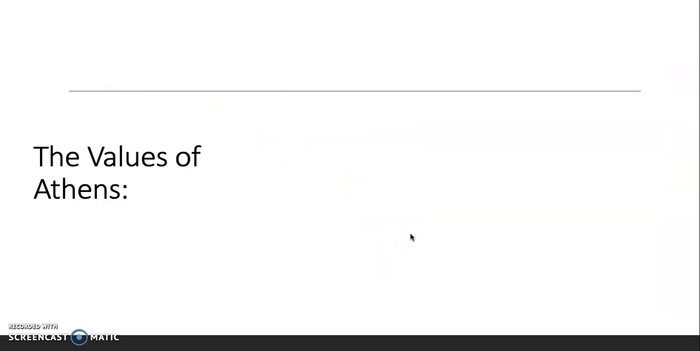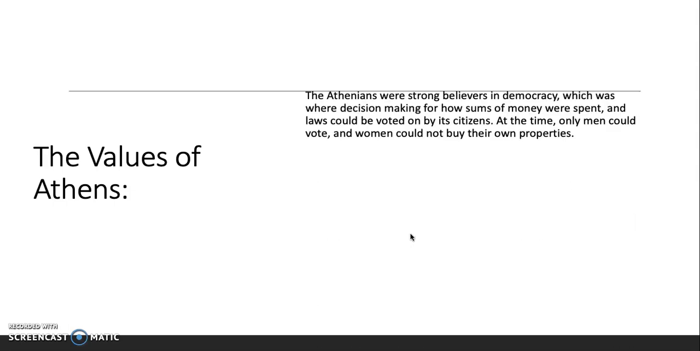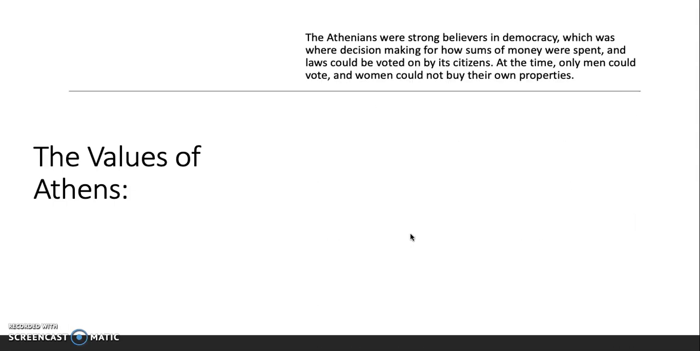So let's have a look at the values of Athens. So let's read this one together. The Athenians were strong believers in democracy. To summarize that as best I can, this was where decision making for how sums of money were spent in the city and how laws could be voted on by its citizens, so those who lived and ate and slept in the city. At the time, only men could vote and women could not buy their own properties.